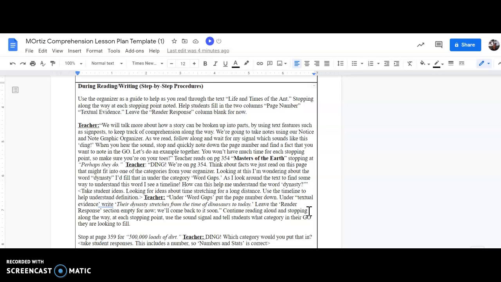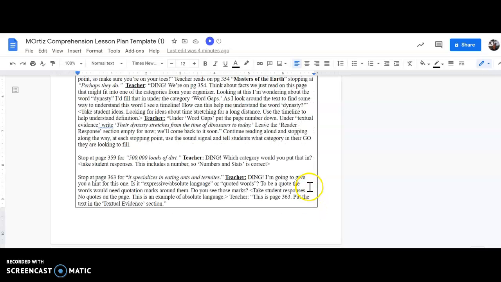Continue reading aloud and stopping along the way at each stopping point. Use the sound signal to tell the students what category in the graphic organizer they're looking to fill in. Then we're going to stop at page 359 for a number, 500,000 loads of dirt. Teacher: ding. What category do you think that belongs to? Give some wait time, take student responses. Yes, it's going to be numbers and stats. That's correct, because we see a clear number.